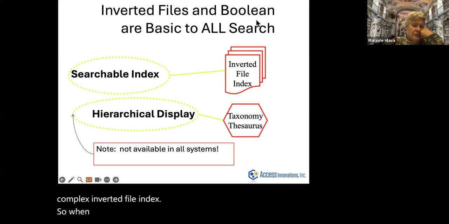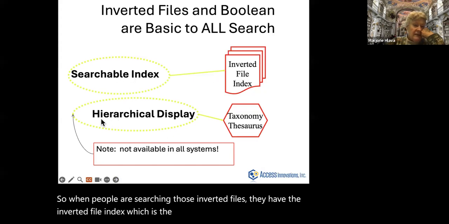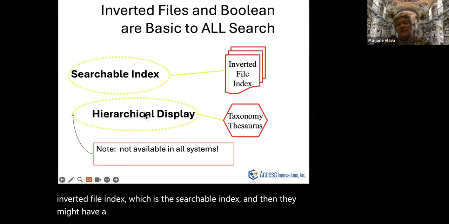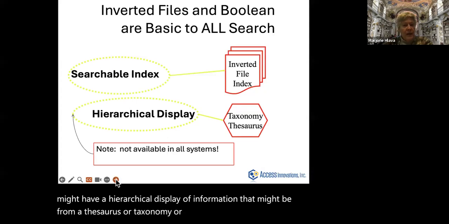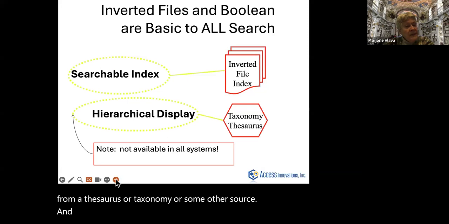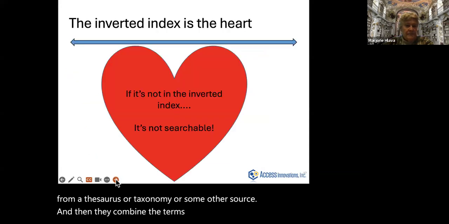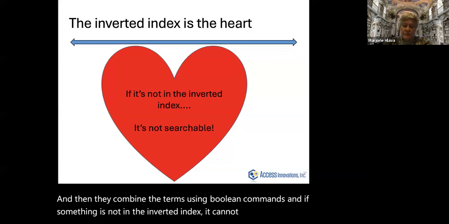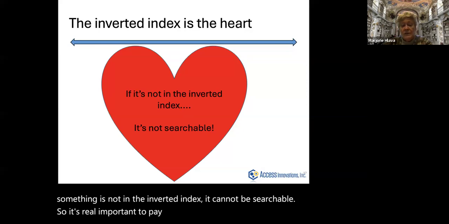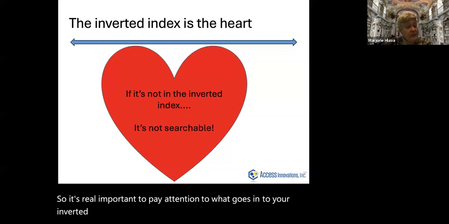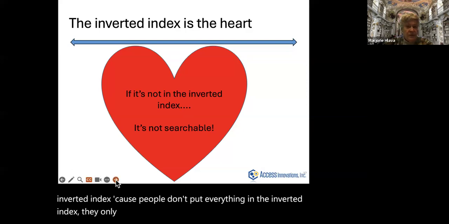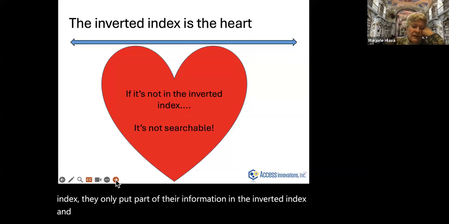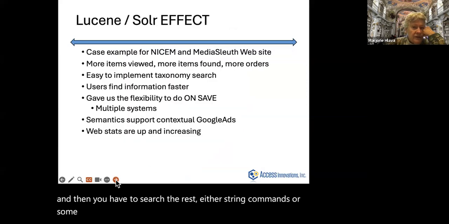So when people are searching those inverted files, they have the inverted file index, which is the searchable index, and then they might have a hierarchical display of information that might be from a thesaurus or taxonomy or some other source. And then they combine the terms using Boolean commands. And if something is not in the inverted index, it cannot be searchable. So it's really important to pay attention to what goes into your inverted index, because people don't put everything in the inverted index. They only put part of their information in the inverted index. And then you have to search the rest, either with string commands or some other methodology.